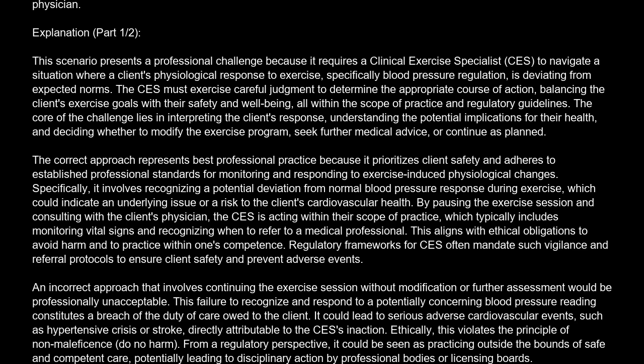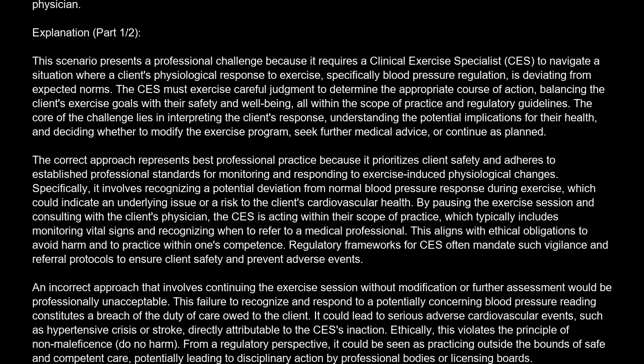Explanation. This scenario presents a professional challenge because it requires a clinical exercise specialist, CES, to navigate a situation where a client's physiological response to exercise, specifically blood pressure regulation, is deviating from expected norms. The CES must exercise careful judgment to determine the appropriate course of action, balancing the client's exercise goals with their safety and well-being, all within the scope of practice and regulatory guidelines.